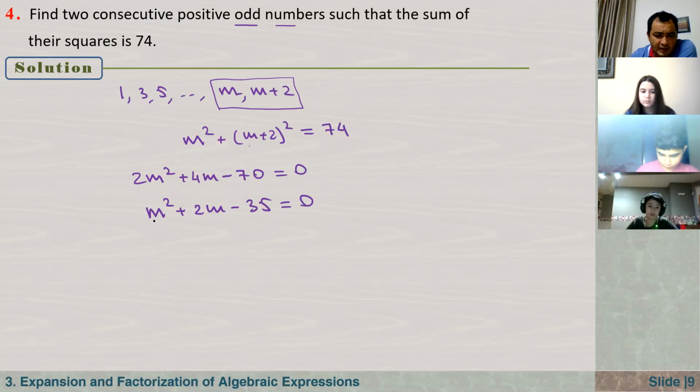Now the coefficient of m squared, that is the leading term here, is equal to 1. So Daphne, can you tell me two numbers whose product is negative 35 and their sum is positive 2? Can you repeat it again? I couldn't hear it. Can you tell me two numbers whose product is negative 35 and their sum is 2?